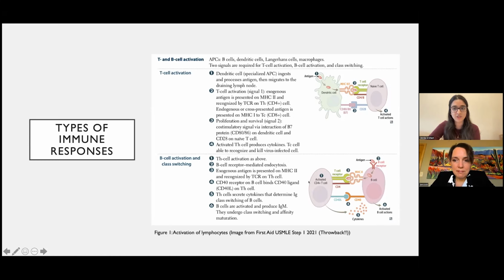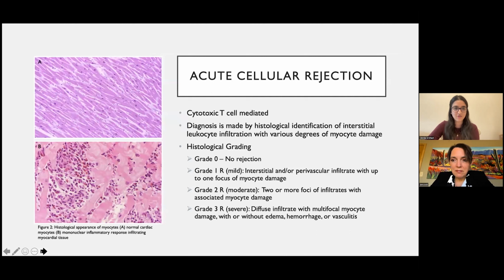Or it can be B cell activation, in which case the activated T helper cells release cytokines, which cause immature B cells to form mature B cells and then produce antibodies, which can mediate damage. And this then leads us to acute cellular rejection, which is cytotoxic T cell mediated.